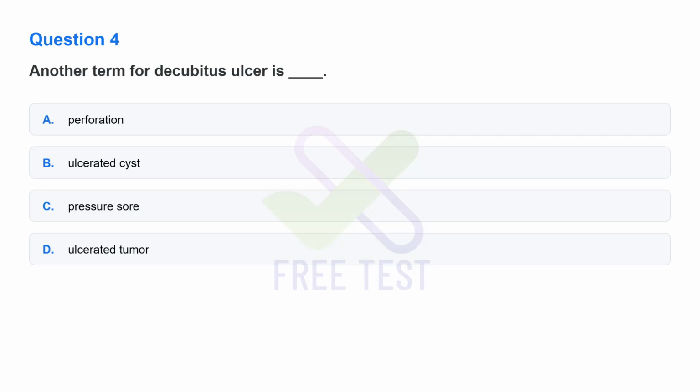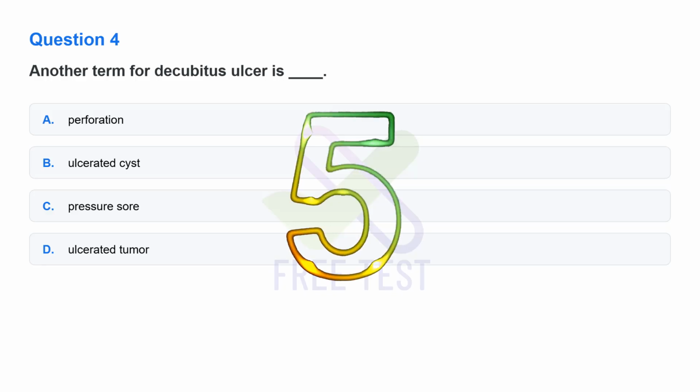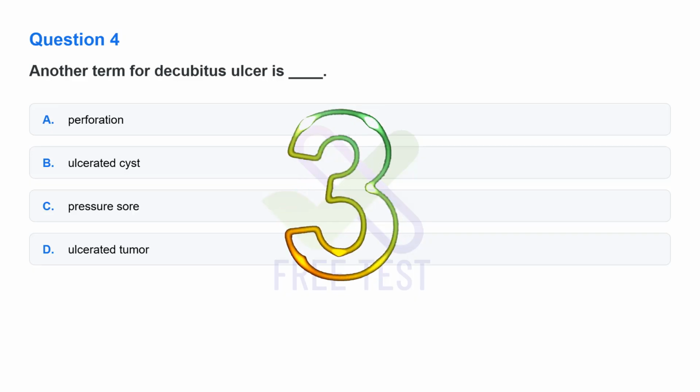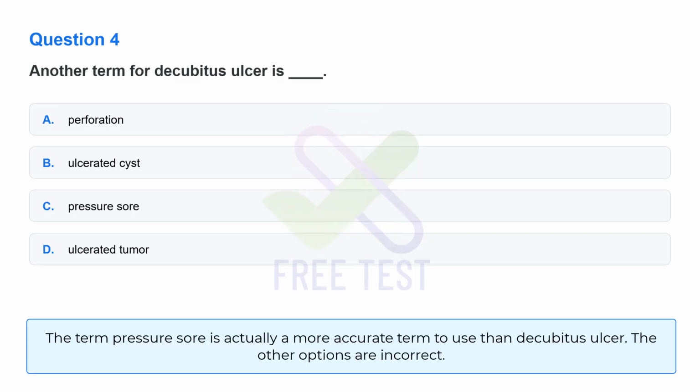Another term for decubitus ulcer is A. Perforation. B. Ulcerated cyst. C. Pressure sore. D. Ulcerated tumor. The correct answer is C. Pressure sore. The term pressure sore is actually a more accurate term to use than decubitus ulcer. The other options are incorrect.